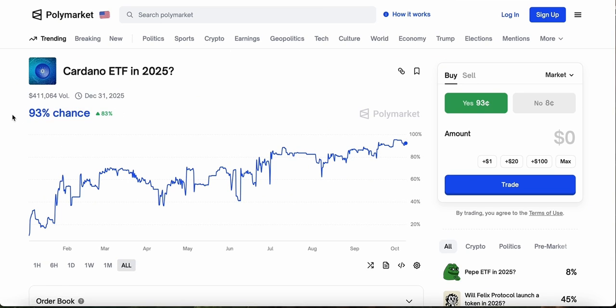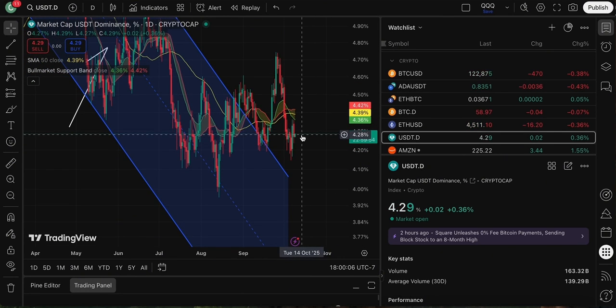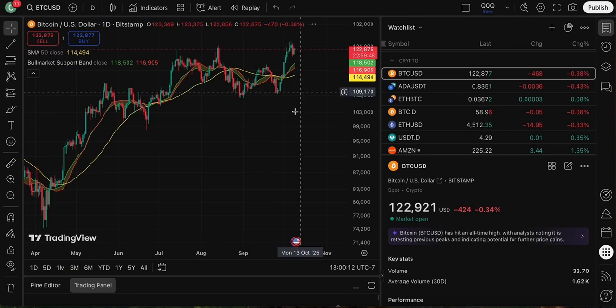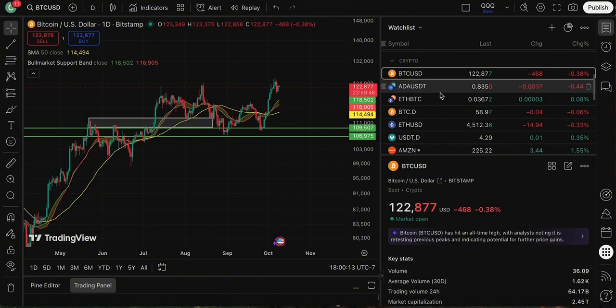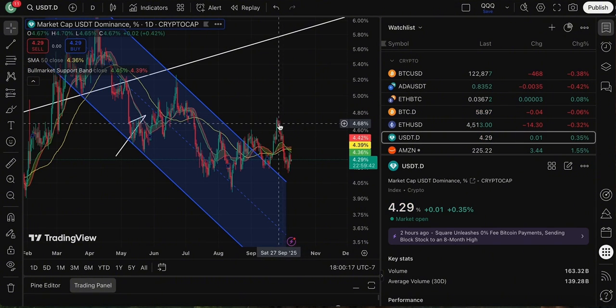That's just another fundamental indicator that I've been tracking. Sometimes it can happen sooner, it can happen later, but we're sitting at right around 93%, which is very, very bullish. Another indicator I want to track is USDT dominance. USDT dominance is sitting right around 4.28%. When Bitcoin was at 107, right around this range, USDT dominance was sitting around 4.7%.